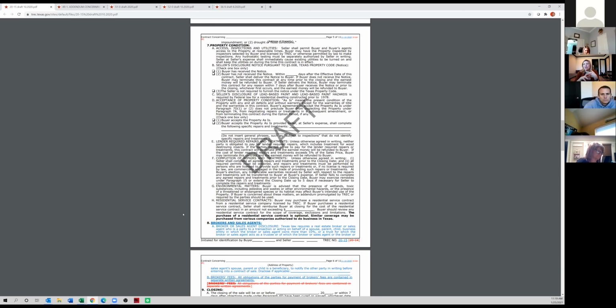And then paragraph 7H for residential service contracts, that's our home warranty section. And it says that buyer may purchase a residential service contract from a residential service company licensed by TREC. If buyer purchases a residential service contract, seller shall reimburse buyer at closing for the cost of the residential service contract in an amount not exceeding blank. Then buyer should review any residential service contract for the scope of coverage, exclusions, and limitations. And then in bold, the purchase of a residential service contract is optional. Similar coverage may be available from various companies authorized to do business in Texas.